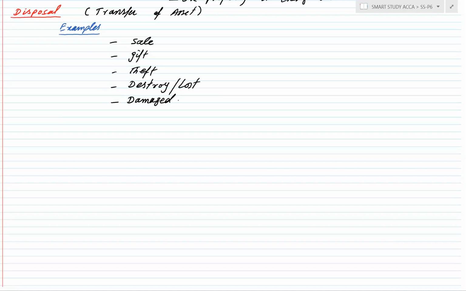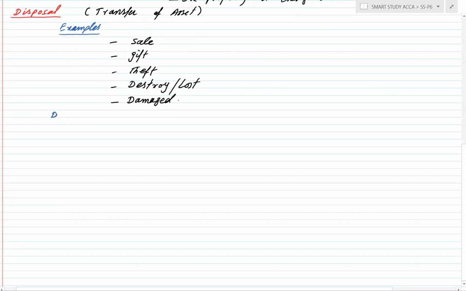So disposal means transfer of asset. These are the examples of transfer of asset: sale, gift, theft, lost or destroyed, and damaged. So in all these examples, the asset has transferred.